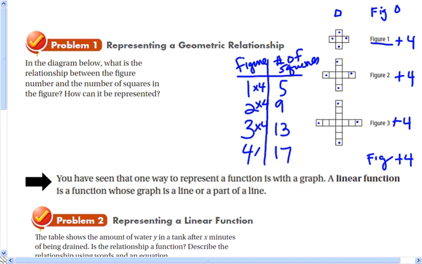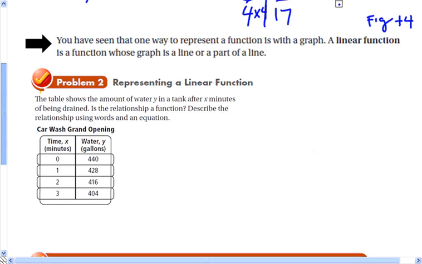So what I can do is just say, if I multiply my figure number by 4, since I'm adding 4, you might notice that that total 4 is 1 less than this total 5. And that's true for each one of these. So my relationship is, if I let my figure number be x and my number of squares be y, y is equal to 4 times whatever figure I have plus 1 more. And we can see from that equation that that's a linear function.